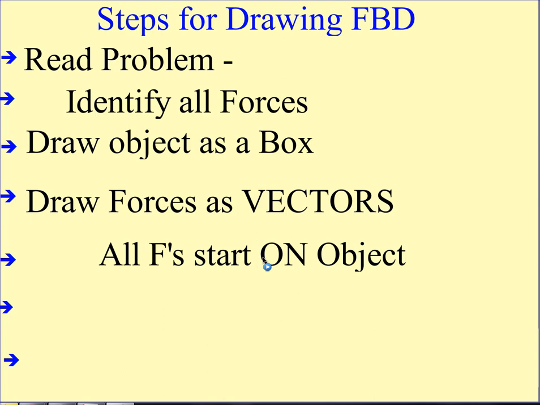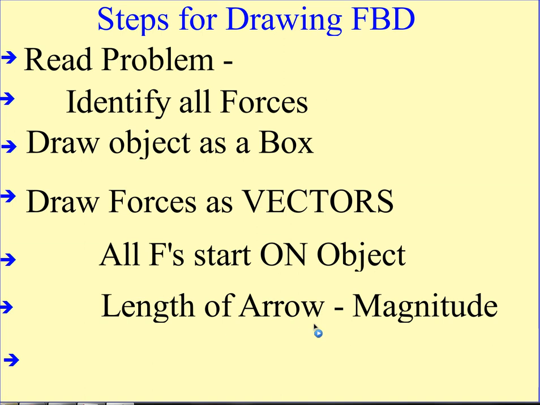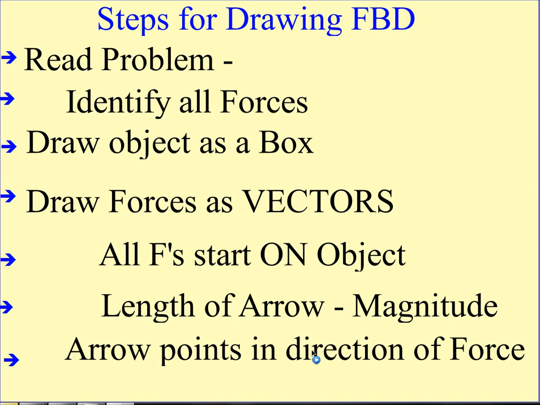Now, all the forces need to start on the object. So the tail of the vector needs to be on your object. The length of the arrow is the magnitude, or how large your force is. And the arrow should point in the direction of the force, because forces are vectors.